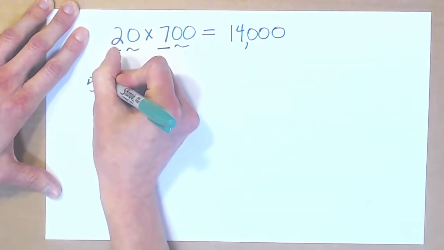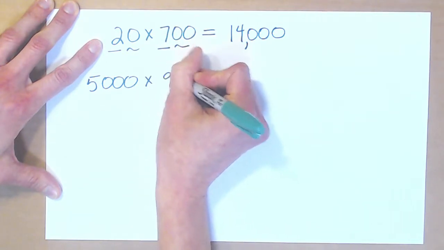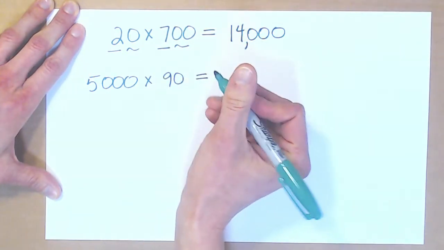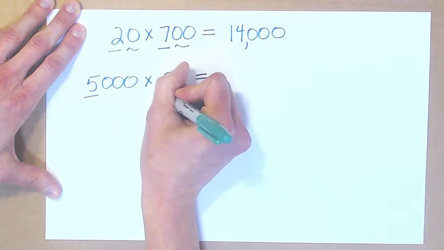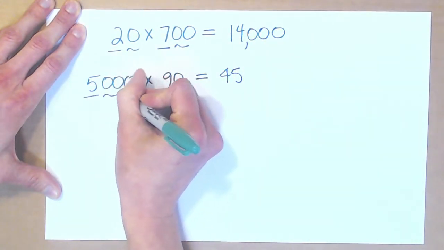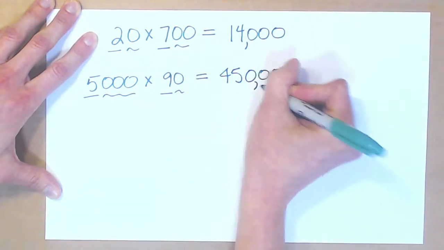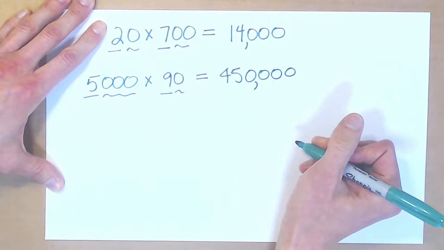And our last example, 5,000 times 90. We'll take our leading digits. 5 times 9 is 45. We'll count our trailing zeros, 1, 2, 3, 4. Add 4 zeros. Our answer is 450,000.